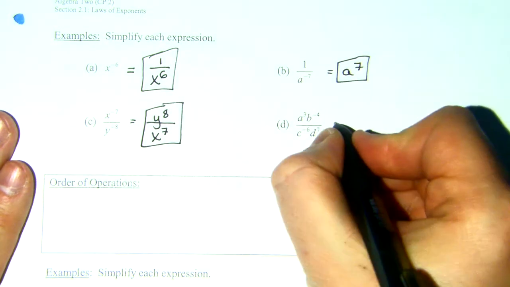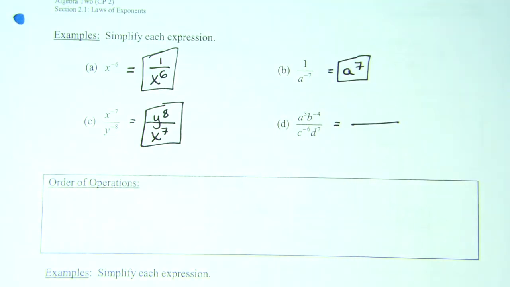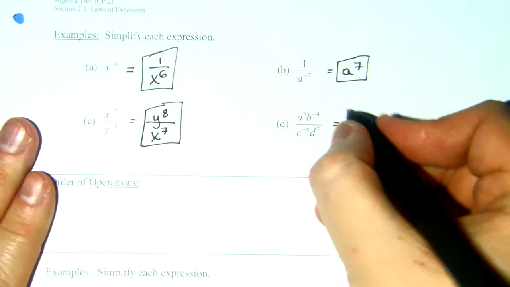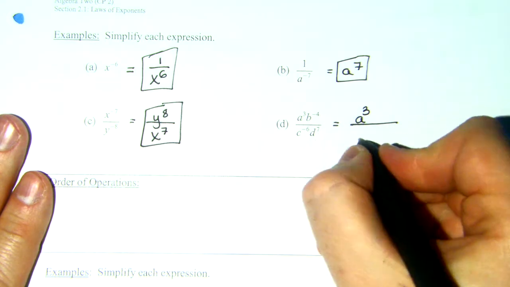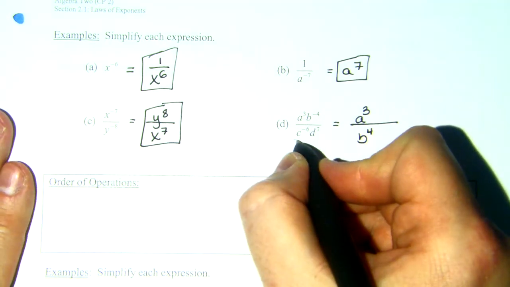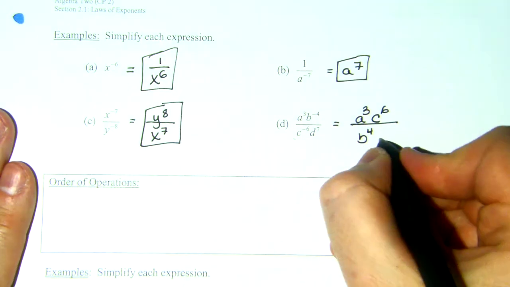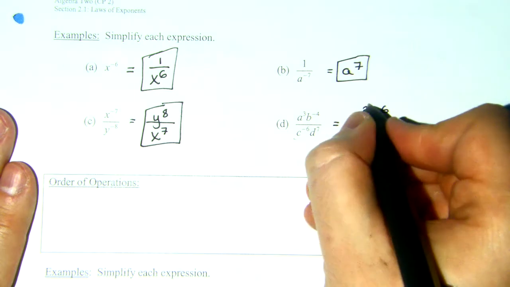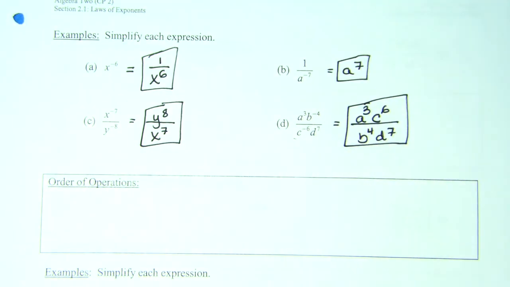See if you can do letter D. Some things are going to move, some things are going to stay. A to the 3rd is going to stay because it has a positive exponent, but b to the 4th, that's going down to the bottom because of the negative exponent. C to the negative 6 is going to go up top because it has a negative exponent, so I need to move it. D to the 7th will stay where it is in the denominator. A to the 3rd, C to the 6th, over b to the 4th, d to the 7th.